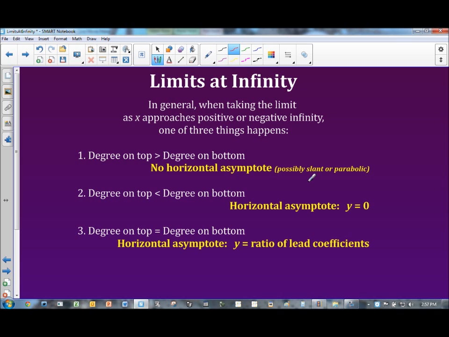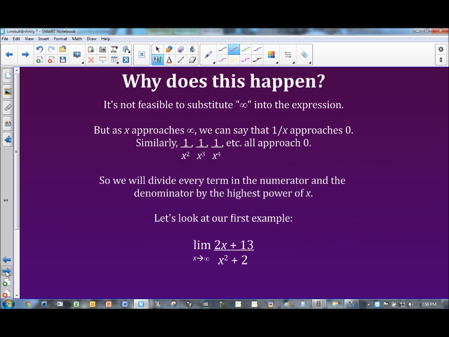We could talk later about what a slant asymptote is, or even a parabolic asymptote, and they actually can get worse than that. But the main thing is that there really isn't a horizontal asymptote that those functions approach. Another example I gave was where the degree on top was lower than the degree on the bottom, which meant that the horizontal asymptote was y equals 0. And when the degrees were equal, the horizontal asymptote ended up being the ratio of the lead coefficients. So there's a lot of terminology I'm throwing at you. Make sure you take some time and understand all these words that I'm saying, because we are going to move on. So I want to talk about why that happens.